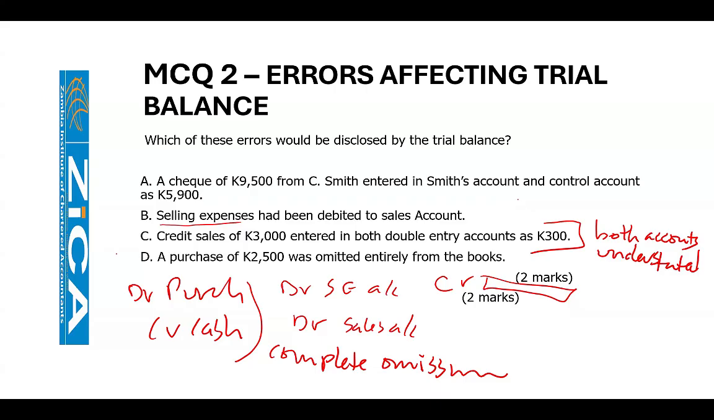So we come back to each one of them. The TB will balance for this one. This credit sale that was entered in both the double entry as 300, again, the trial balance is going to balance for this one.